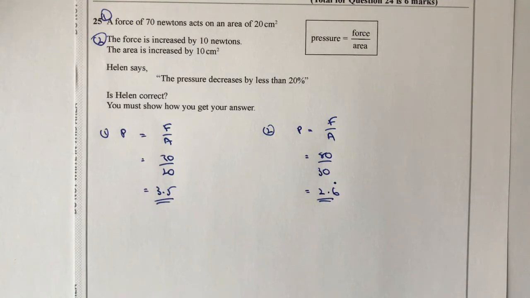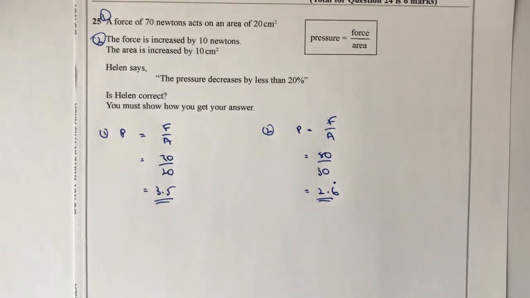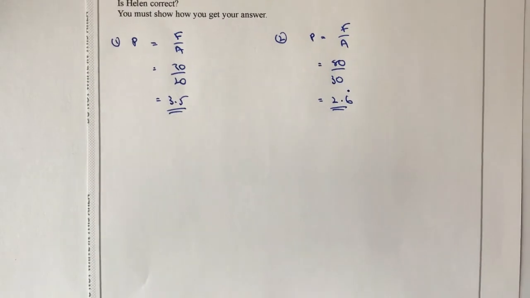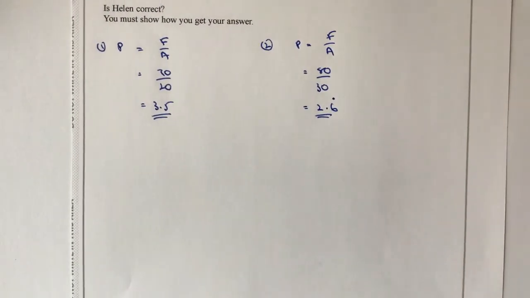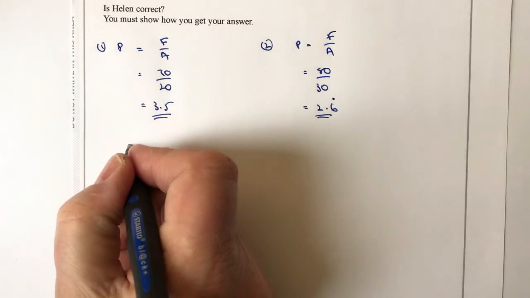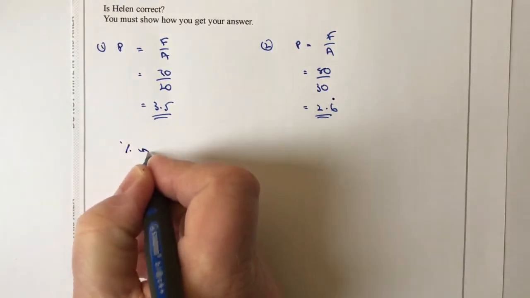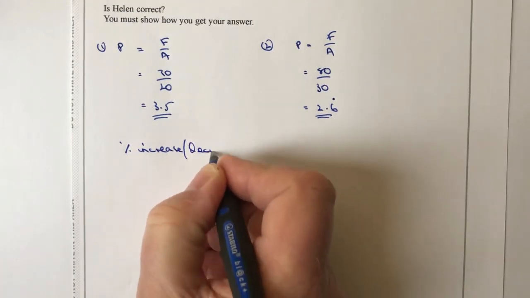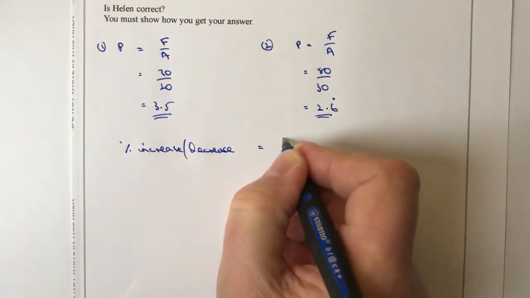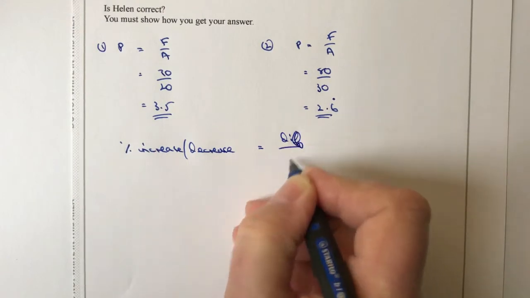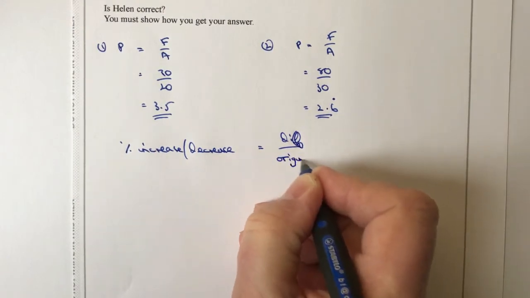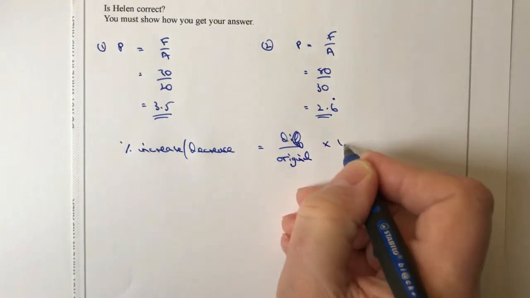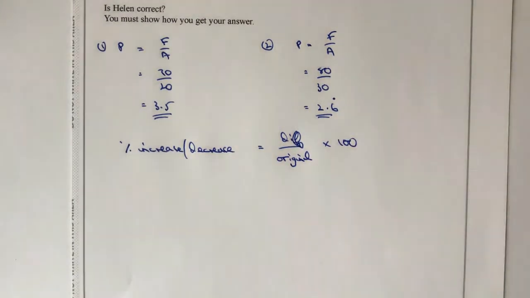So this is one of these formulas that is actually really useful to remember, and it is percentage increase or decrease. Percentage increase or decrease is equal to the difference divided by the original. If you multiply that by 100, you're going to get your percentage. So increase or decrease is difference over original.